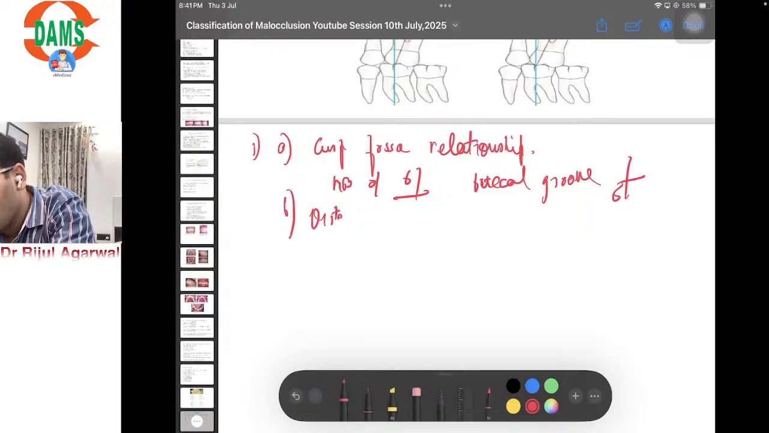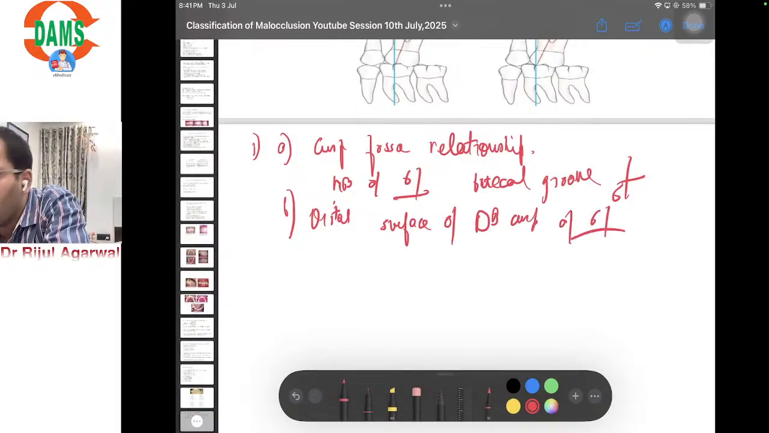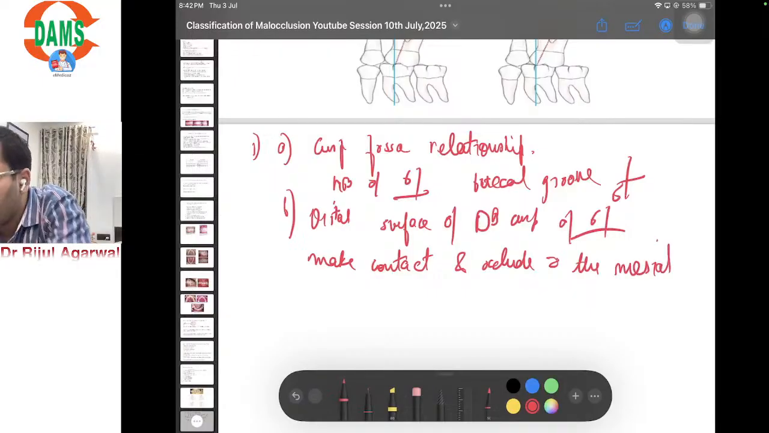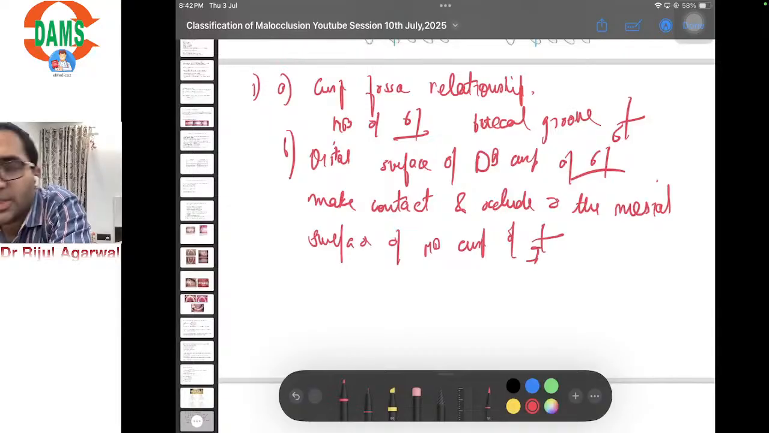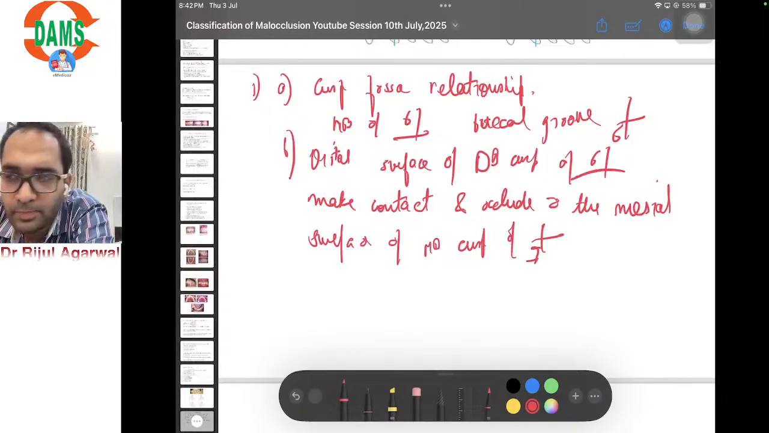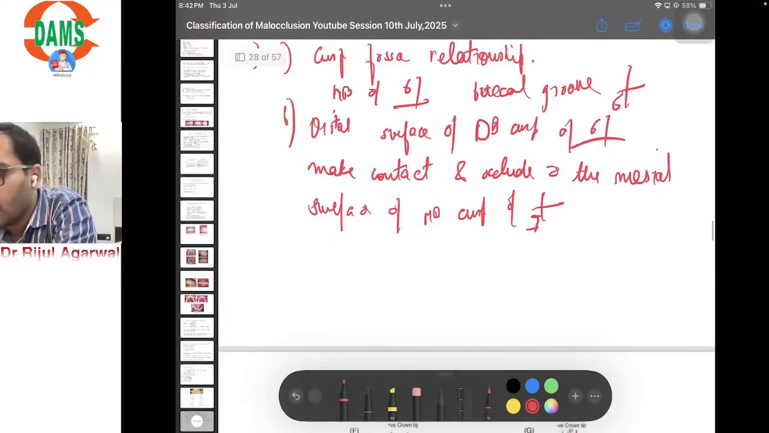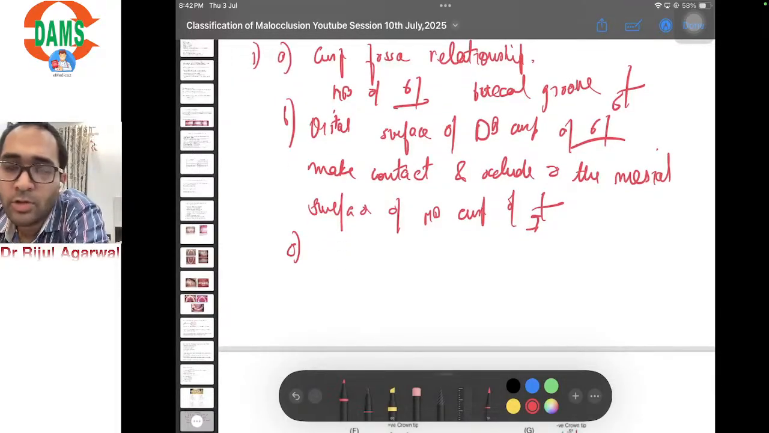Next, the distal surface of the distobuccal cusp of the upper 6 should make contact and occlude with the mesial surface of the mesiobuccal cusp of the lower second molar. This is with respect to the molars.